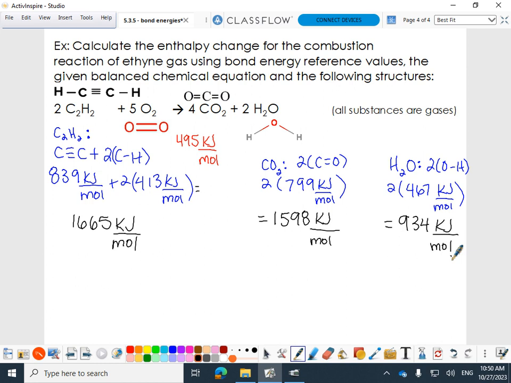And what happens is every single time you have CO2, it's going to be 1598. Every single time you have H2O, it's going to be 934. You might be like, how come these numbers are always the same? It's because we're using the reference value. Those bonds we're going to say are always the same. We've already taken the average.